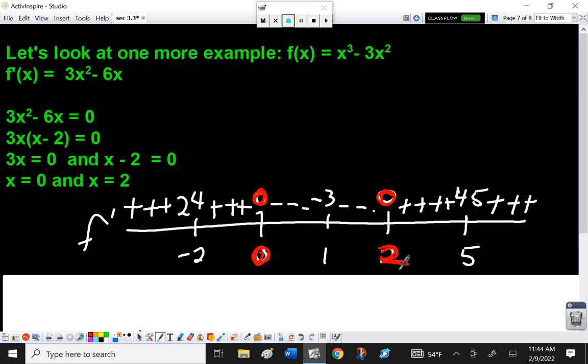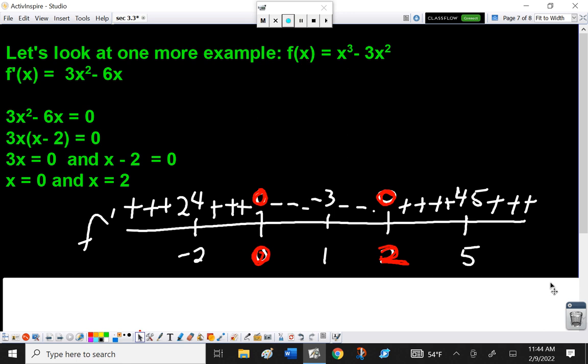And last but not least, I picked a number to the right of 2. I picked 5. Could have picked 4, 400, 4 billion. It really doesn't matter, because when you plug in any number to the right of 2, you will get a positive number. Well, look at this. We have positives, negatives, and positives. That should automatically indicate in your brain what is happening in terms of increasing and decreasing.